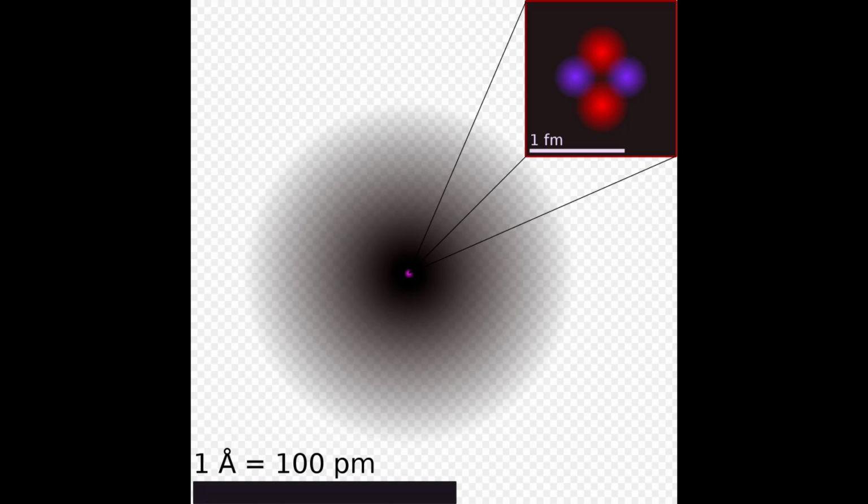Atoms can join together to make molecules. For example, 2 hydrogen atoms and 1 oxygen atom combine to make a water molecule. When atoms join together, it is called a chemical reaction.